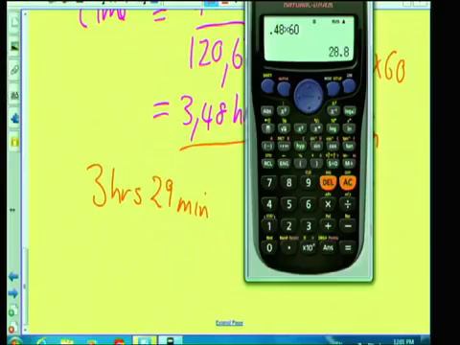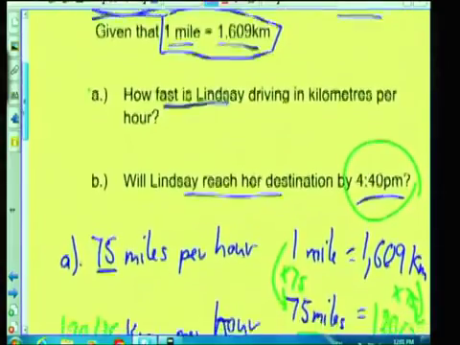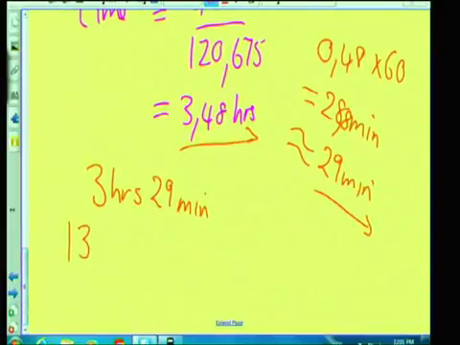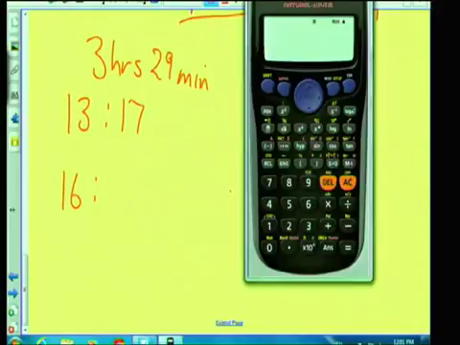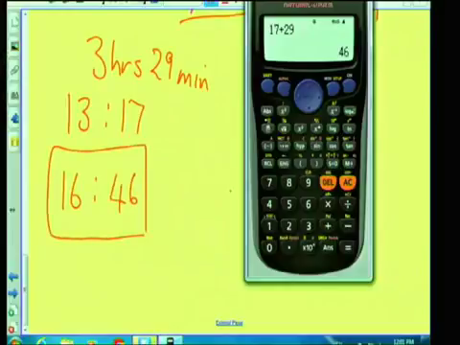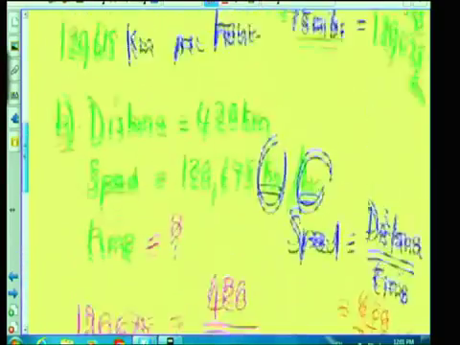What was her starting time? Because this is what we had to work out. She left at 1:17, so she left at 13:17. We're going to add 3 hours to that. 13 plus 3 gives us 16. Now, 17 plus 29 equals 46. So she's only going to get there at 16:46.